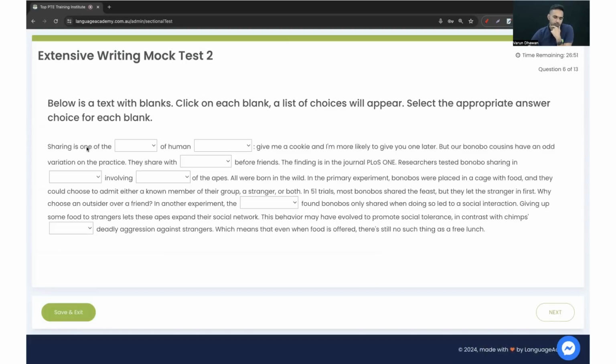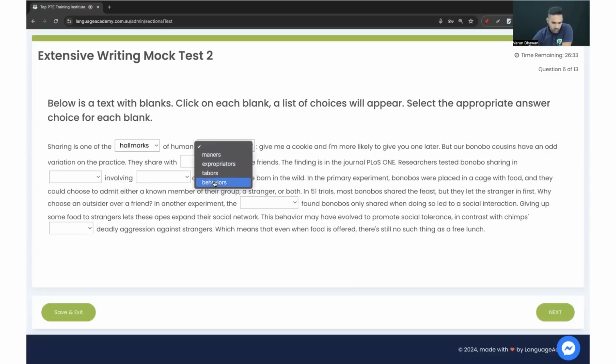Sharing is with one of the... you always use a plural word. So one of the boys, one of the problems, hallmarks, enormous. Notice we have only one word ending with plural S. We'll select this, of human. Sharing is what? Human behavior, right? Human behaviors. Give me a cookie. If you give me a cookie, I'll most probably give you one later.